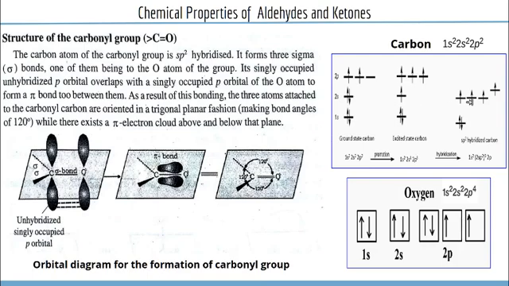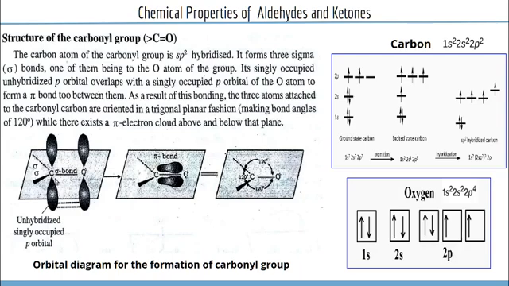So the three sp2 hybridized orbitals form three sigma bonds, one of them being to the oxygen atom of the group. This is the carbon atom, having sp2 hybridization. So three sp2 hybridized orbitals form three sigma bonds with the other atoms. In the case of ketones, this carbon atom will attach to two alkyl groups and one oxygen. In the case of aldehydes, this carbon will attach to one alkyl group and one hydrogen.